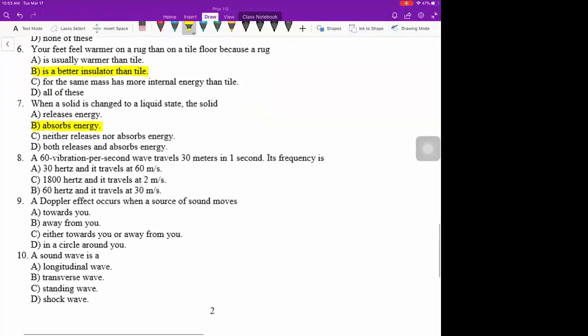All right, number 8. Wow, this is a little like testing your calculation, but it's not a very complicated calculation. So 60 vibrations per second. What does this number tell you? Is it a frequency or period? That means 60 cycles per second. That actually tells you 60 hertz. This is a frequency.